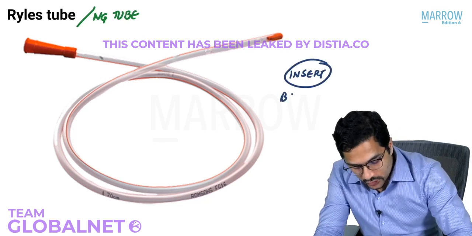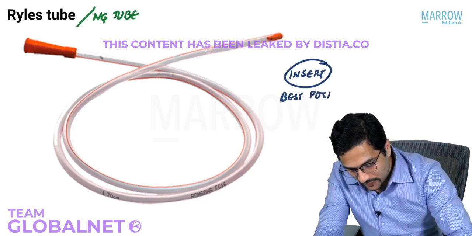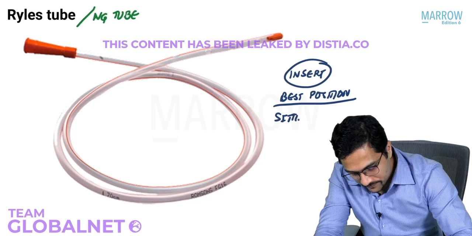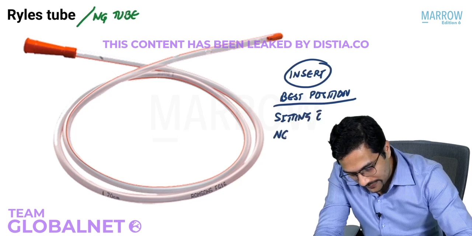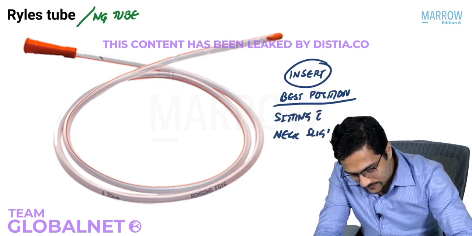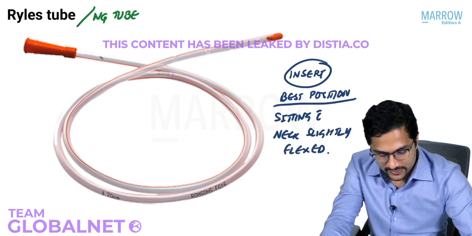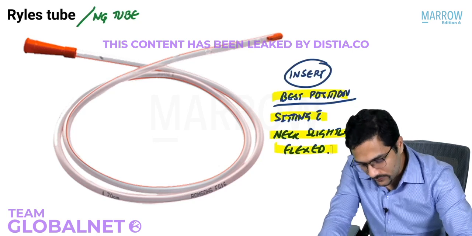To insert the Ryle's tube, what is the best position of the patient? This question has been asked 2 times in the AIIMS exam. It is the sitting position with the neck slightly flexed. This you should know for the exam.